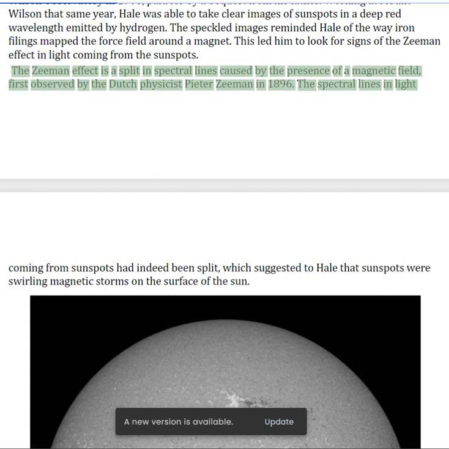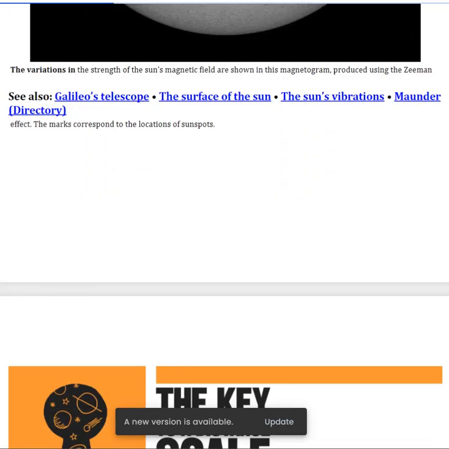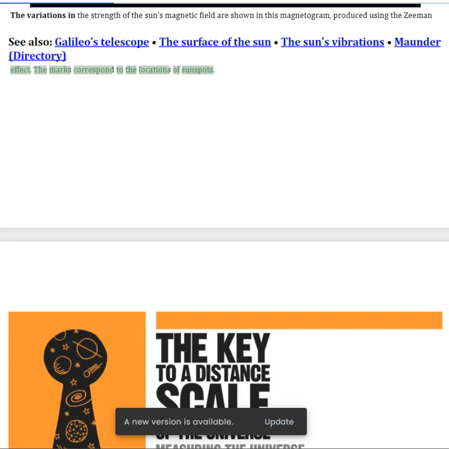The spectral lines in light coming from sunspots had indeed been split, which suggested to Hale that sunspots were swirling magnetic storms on the surface of the Sun. The variations in the strength of the Sun's magnetic field are shown in this magnetogram, produced using the Zeeman effect. The marks correspond to the locations of sunspots.